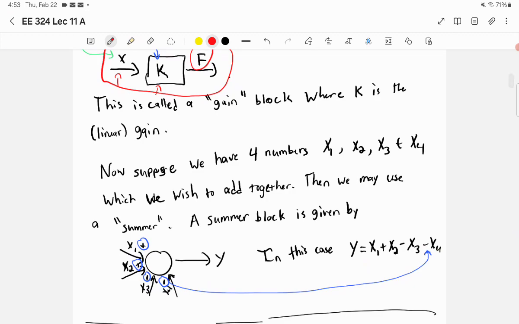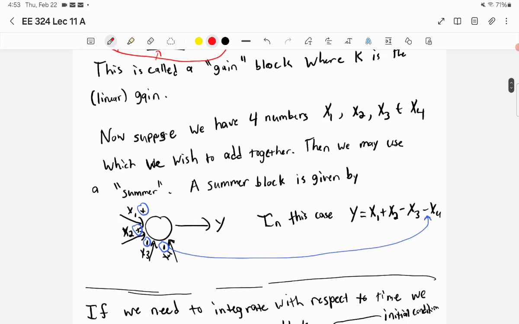That's a gain block. Now suppose we want to add four numbers, x1, x2, x3, and x4, in a particular way. Then we can use what's called a summer block, which is usually represented with a circle. What's important in the summer block is to recognize what the signs are going in. Notice that x1 has a plus, x2 has a plus, x3 has a minus, and x4 has a minus in the summer block, right?